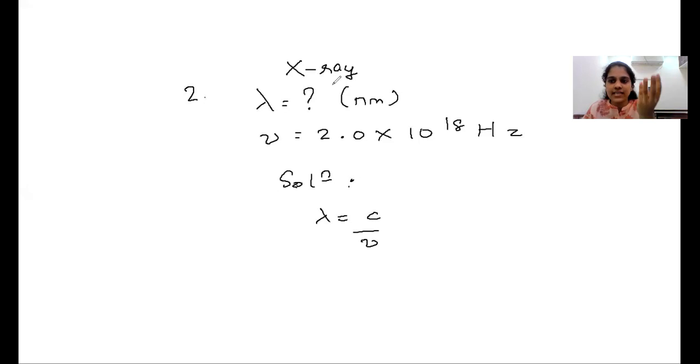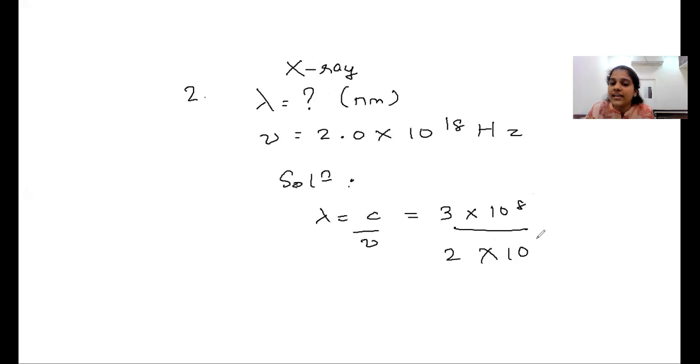3 into 10 raised to 8. C is nothing but the speed of light. C is the speed of EM waves in vacuum. Yes or no? It is not going to change. So even if they have not mentioned it in the question, we should know that it is present over there. So here, C is what? 3 into 10 raised to 8, yes or no? And what is nu? Nu is 2 into 10 raised to 18.